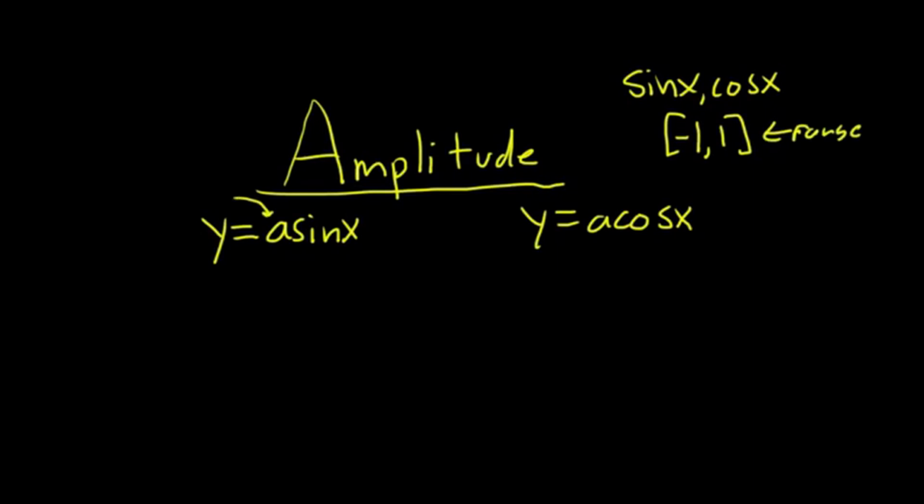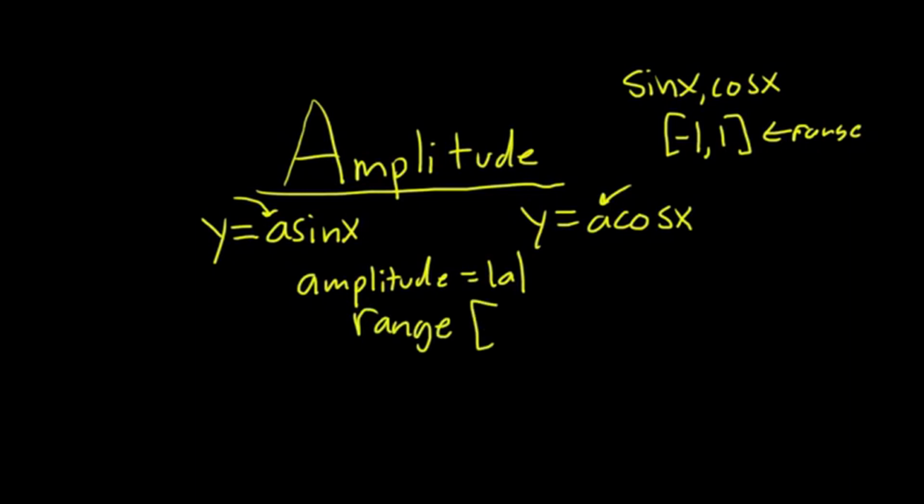And so when you multiply by a number, it affects the range, and it affects the range only. So in this case, we'll say the amplitude is equal to the absolute value of whatever number you see there. Okay? And that will affect the range. And in this case, the range is going to be bracket negative absolute value of A, absolute value of A.